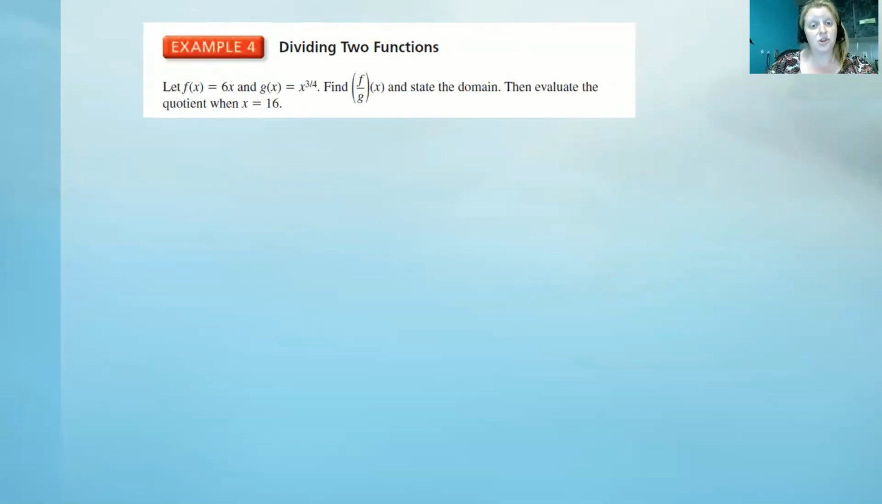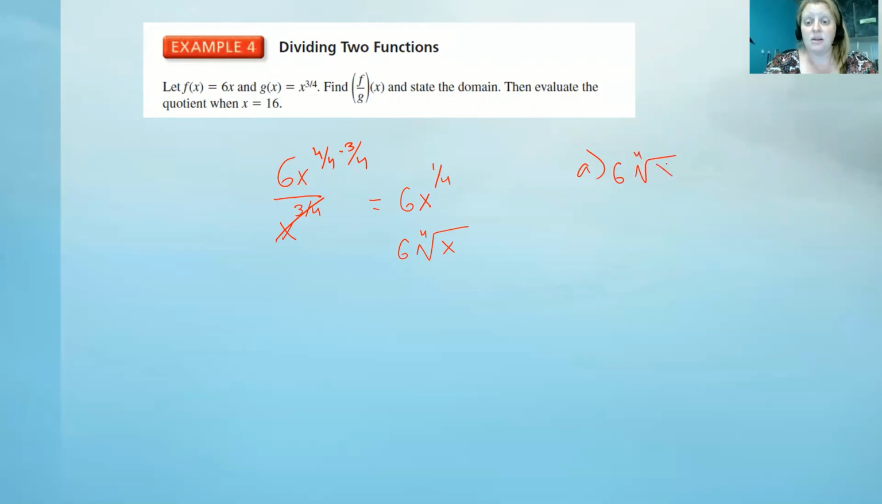All right, let's try doing a division problem this time. So we're going to do 6x over x to the 3/4. So I actually am going to use my exponent rules. X to the first is the same as x to the 4/4. So that's what I would do first. And then I would cross this one out and subtract it from the top using those exponent rules. So I will get 6x to the 1/4, which is the same thing as 6 times the quartic root of x. So my answer for part A is 6 quartic root x.